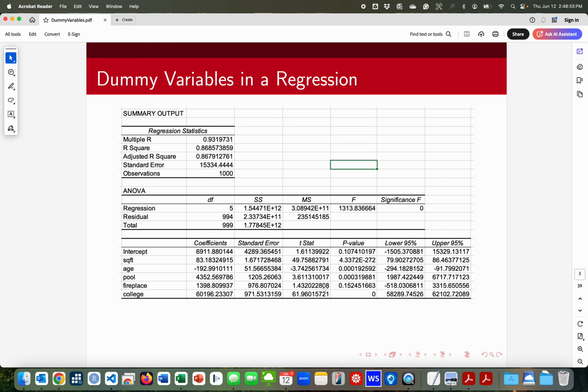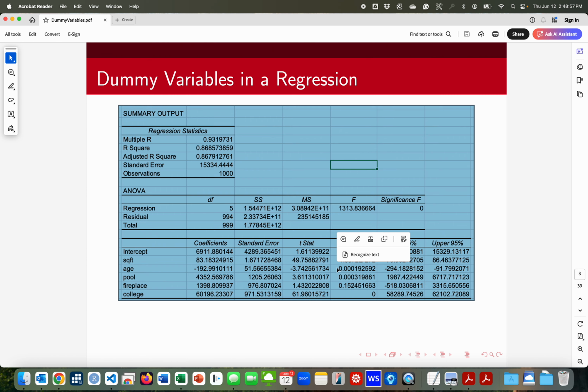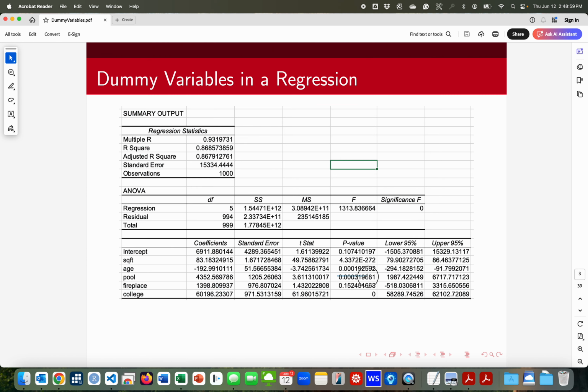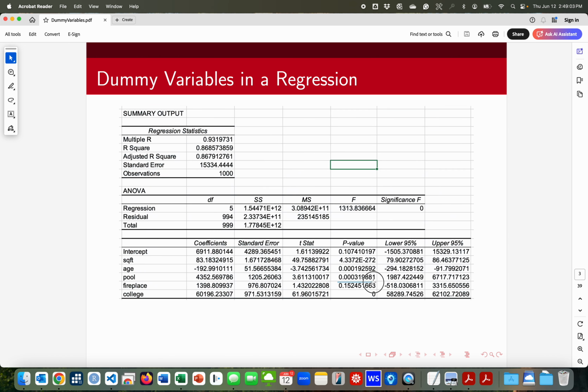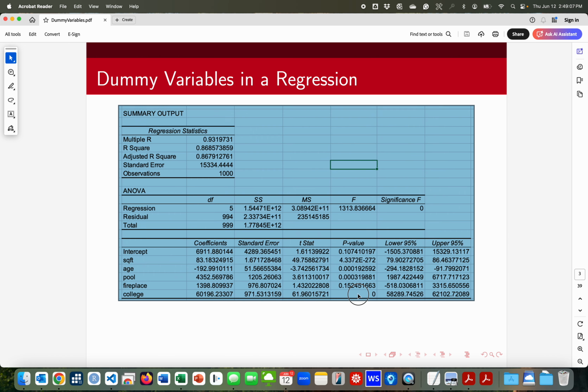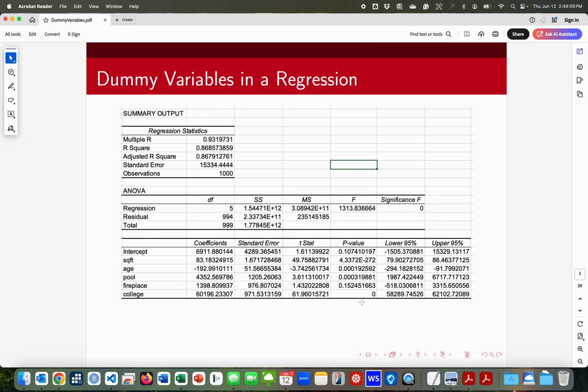And these test statistics and p-values tell us whether or not those differences are statistically significant. So we can see for pool it's significant, fireplace is not significant because that p-value is larger than 0.05. This would be at 95% confidence. The p-value on college is 0, which means on average homes in college towns do sell for a statistically significantly higher price than those not in a college town.